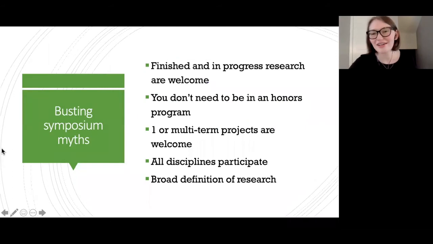A lot of people think that to participate in the symposium, you can only present your honors thesis research, but in fact, that is not true. You can present works of any kind. You can present, for example, a term project that you've been working on. You can talk to your professor and get some guidance about writing an abstract for a project that you've done for a class.